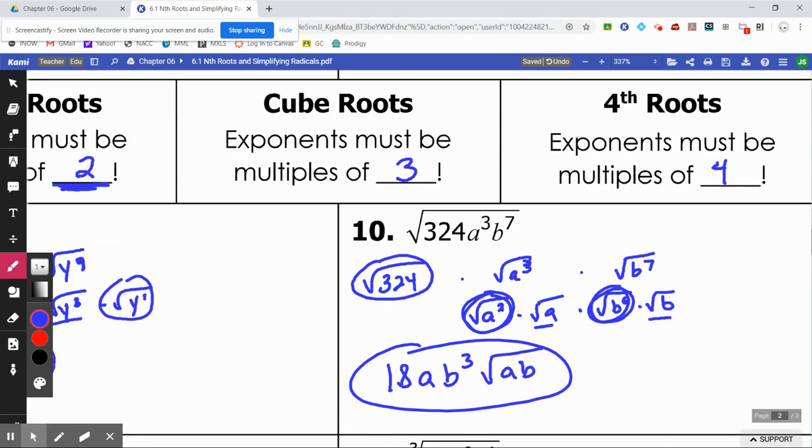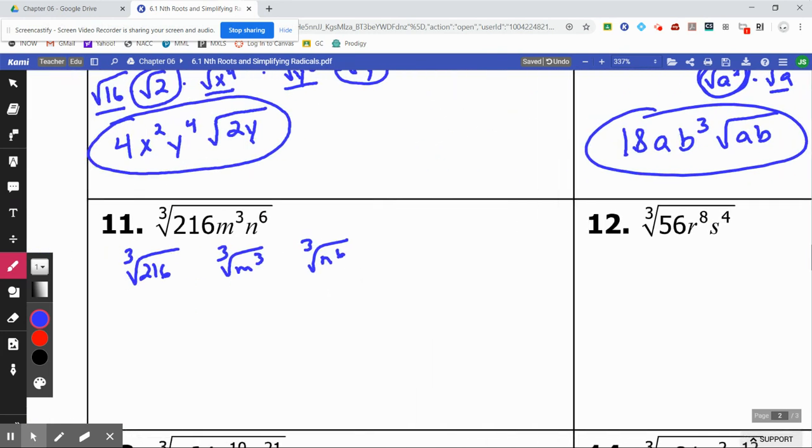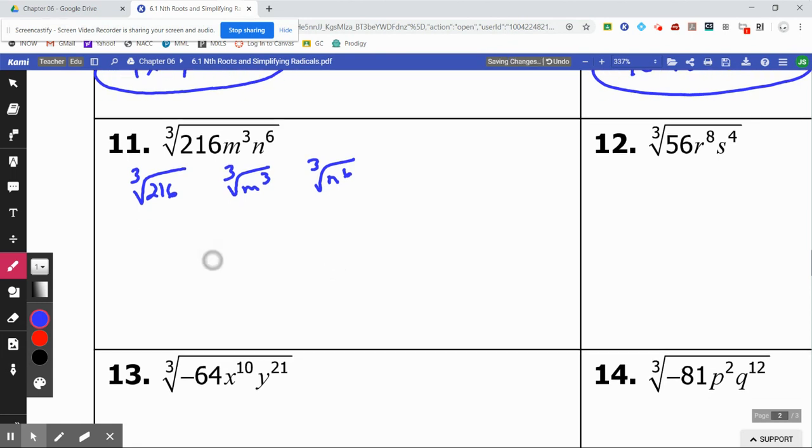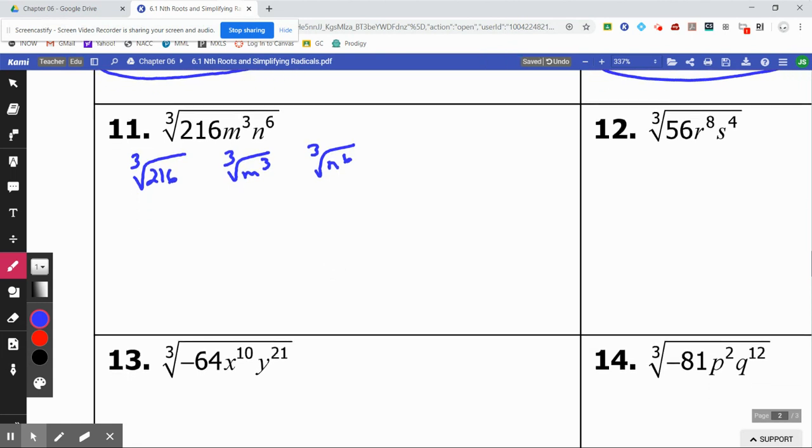To take a cube root, exponents must be a multiple of 3. Now notice with this problem, luckily, every one of these exponents is a multiple of 3, so they're things we can take cube roots of. So let's look at the 216. We can actually take the cube root of it as well. So we know all of these. Cube root of 216 is 6.